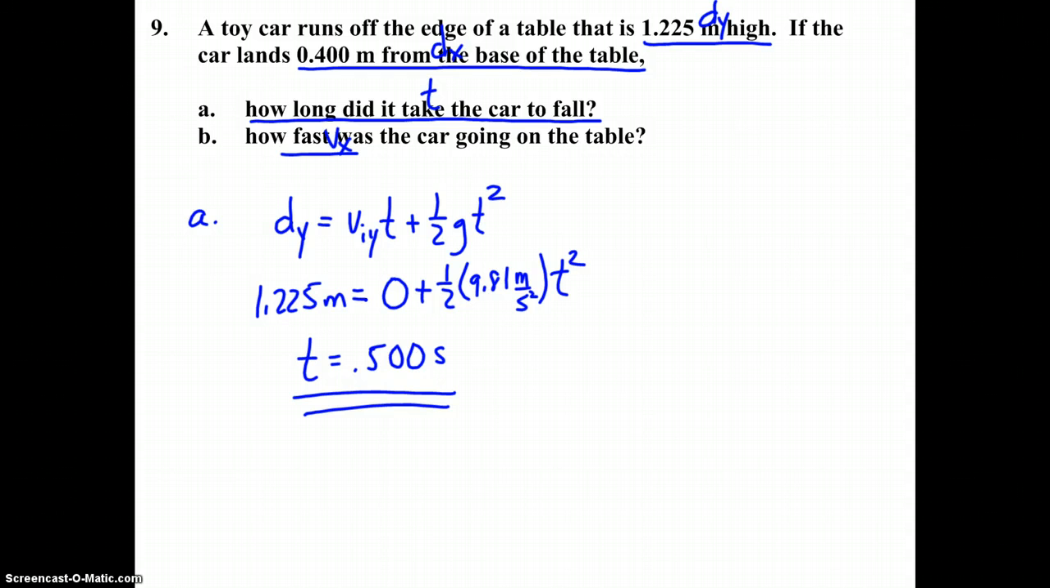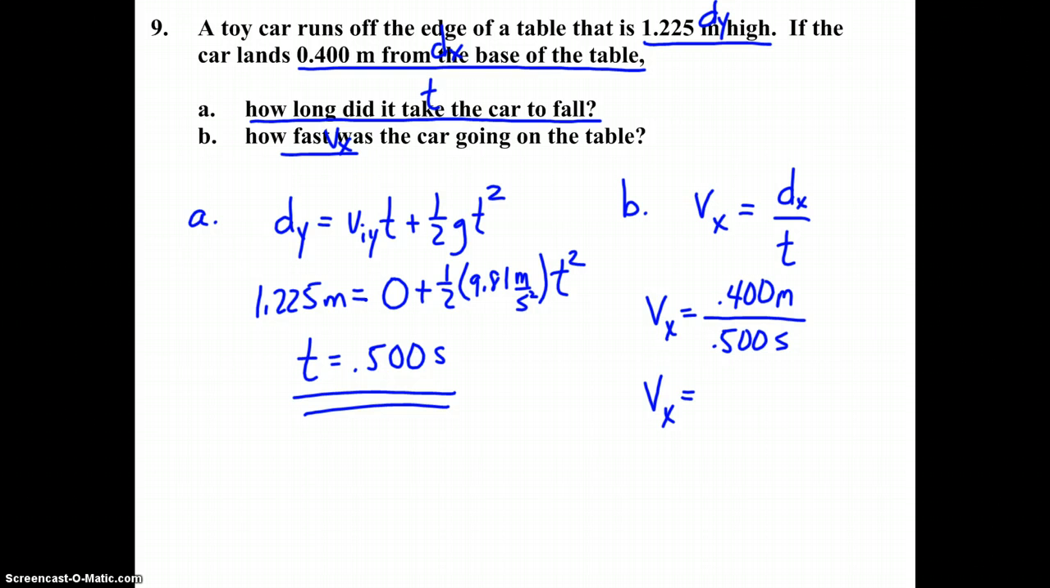For B, they're asking for the horizontal velocity. That would require our horizontal equation, and the only one we have is Vx equals dx over t. Vx is what we're looking for. Our horizontal range was given to be 0.400 meters. And in part A, we found our time in the air to be 0.500 seconds. Go ahead and calculate, and we get 0.8. I believe our answer has to be to 3 digits, 0.800 meters per second. So there's our answer to B.